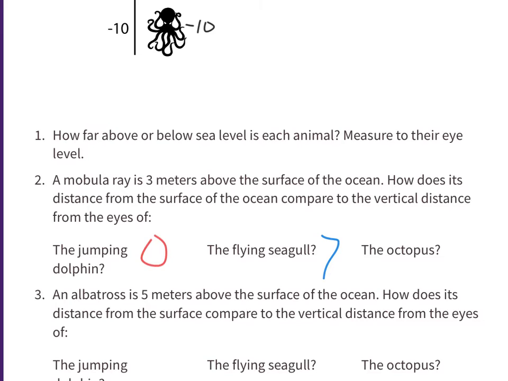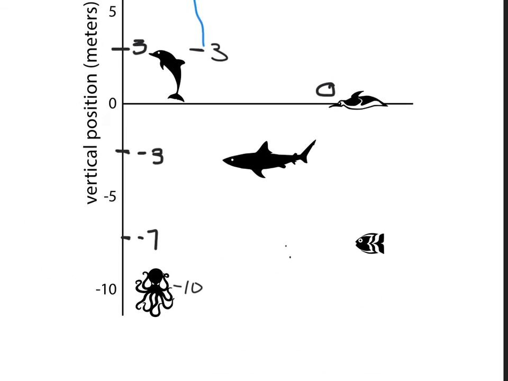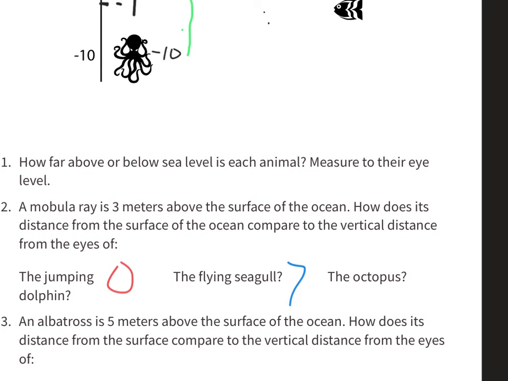Okay, and then we have the octopus. Well, if the mobile array is at 3 and the octopus is at negative 10, we can break this up into the positives and the negatives. So from negative 10 up to the surface of the ocean at 0, that's 10 units away, right? And then from the ocean up to the ray at 3 is 3 units away. So 10 to the ocean and 3 to the ray, we add those together, 10 plus 3 is 13. So the octopus is 13 units away.